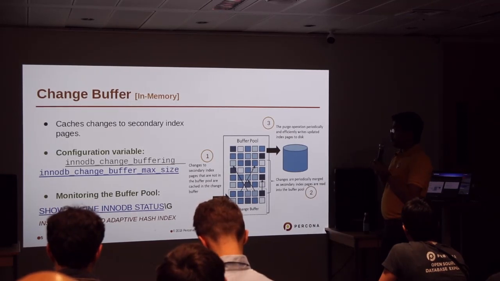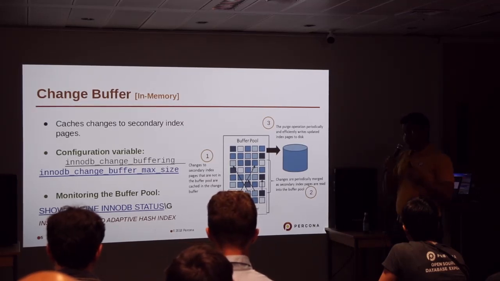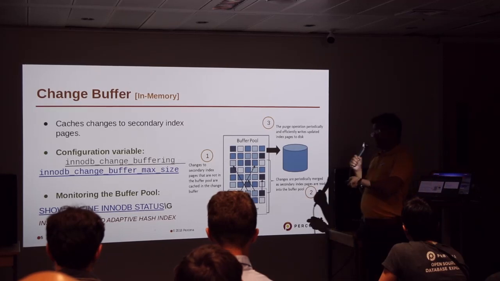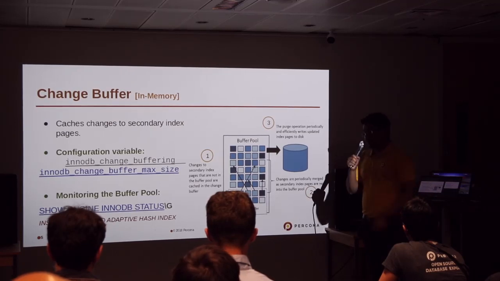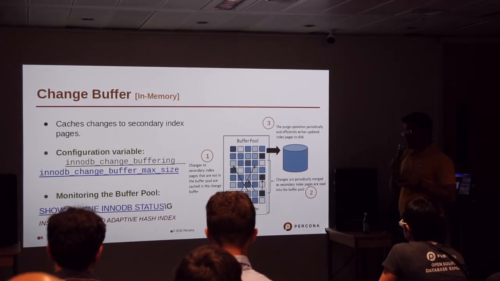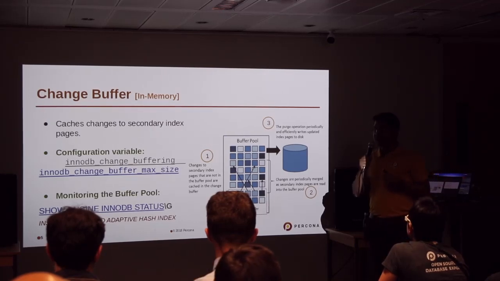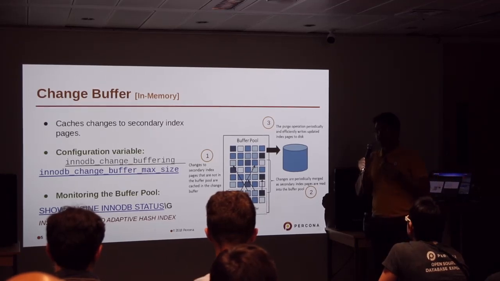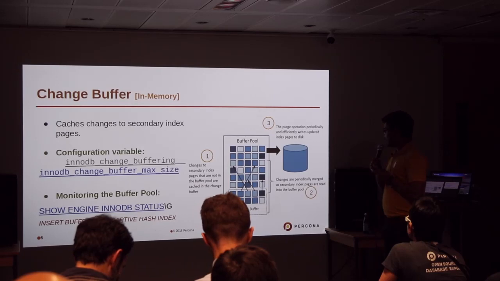It is configurable using the innodb_change_buffering variable, and you can monitor it in SHOW ENGINE INNODB STATUS, in the area covering the InnoDB buffer and adaptive hash indexes, to see how many pages there are. You can also change it. For example, if you think it's not enough, the default size is 25%, and you can increase it up to 50% of your total buffer size.